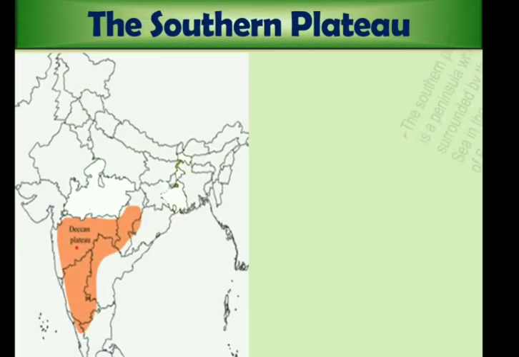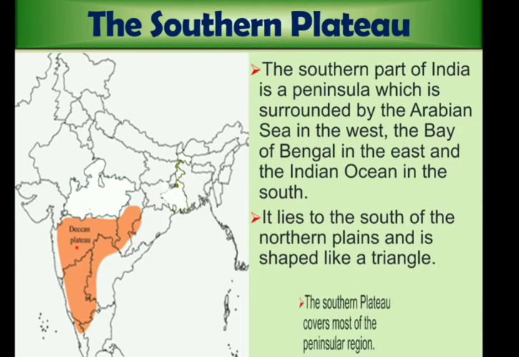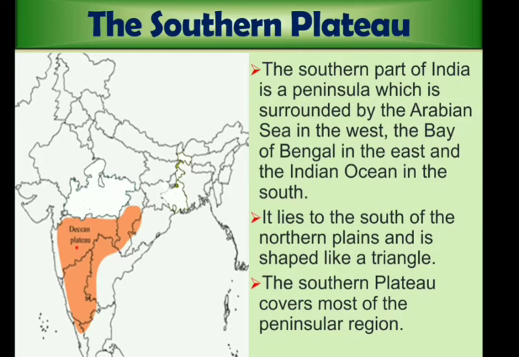Next we have the southern plateau. The southern part of India is a peninsula which is surrounded by the Arabian Sea in the west, the Bay of Bengal in the east and the Indian Ocean in the south. Children, do you know what is a peninsula? The land surrounded from three sides by water is called a peninsula.